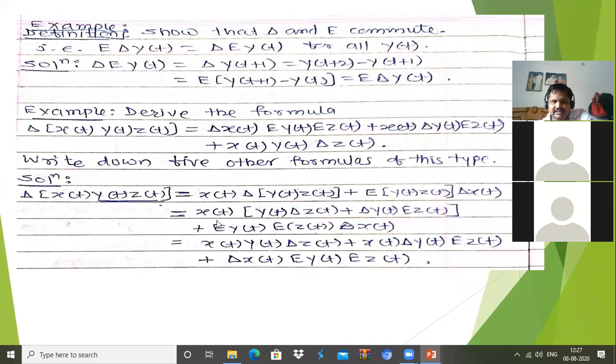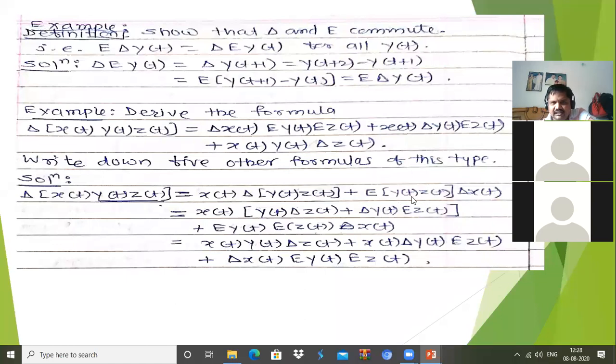Delta of xt yt zt. Okay, now xt as first function as it is, delta of second function plus second function का E into delta of first function. That formula we obtained. Xt as it is into again delta of yt into zt, first function into delta of second function plus delta of first function E of second function. This is for first, plus E of yt zt into delta xt.